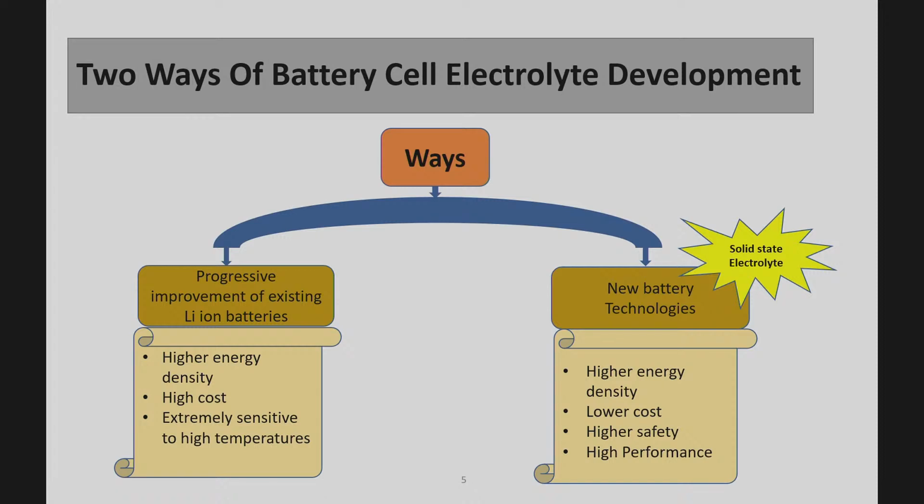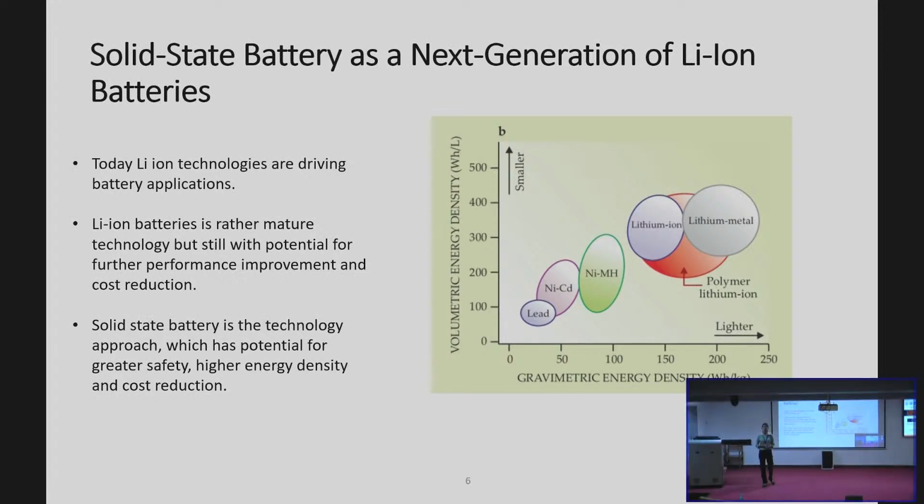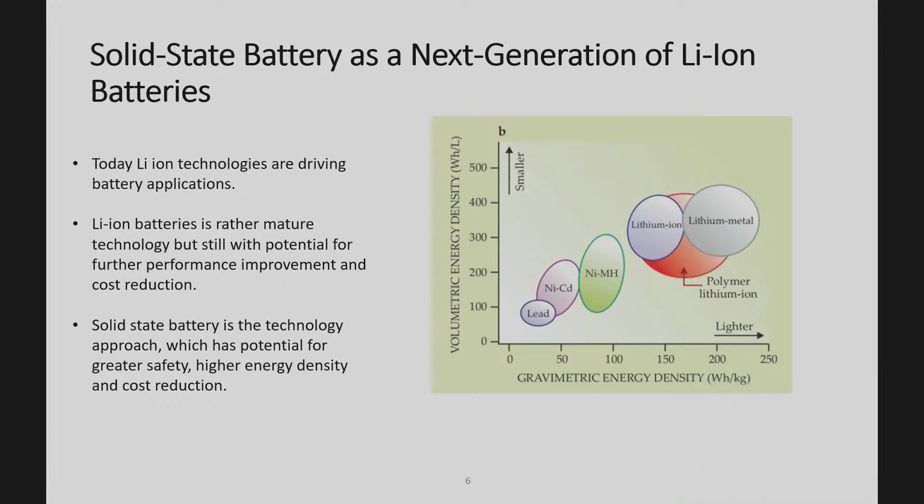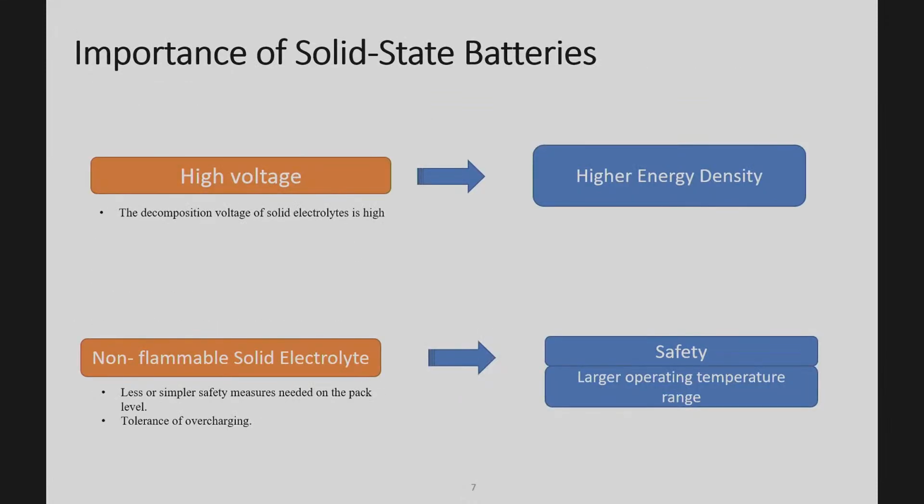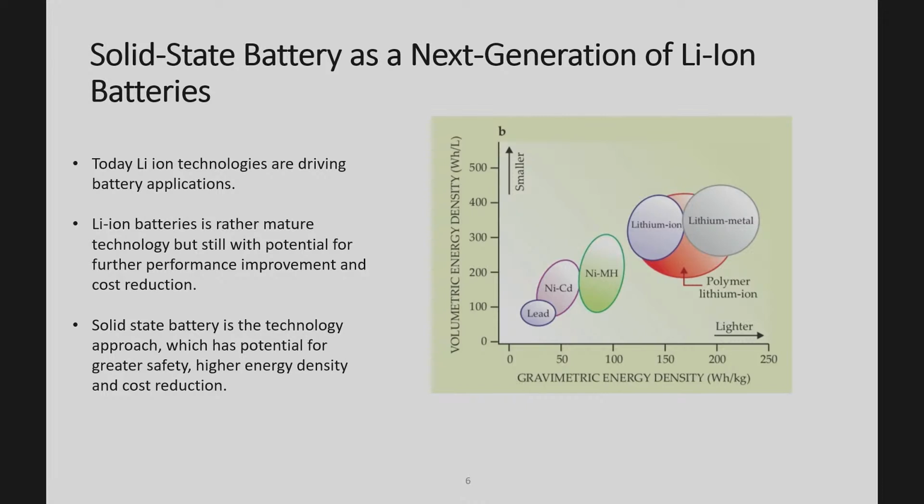To overcome this disadvantage, a new technology is developed that we call solid state electrolyte batteries. Solid state batteries have the potential to meet the demand for high energy density. As we can see in this graph, the energy density of lead acid batteries is very low, approximately 20 watt-hour per kg. But the energy density of lithium metal ion batteries is very high, approximately 200 to 250 watt-hour per kilogram.